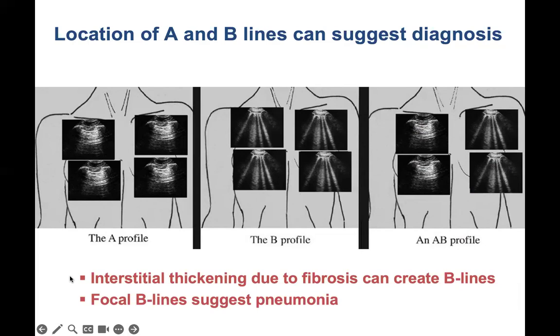Remember that interstitial thickening due to fibrosis can also create B lines. So people talk about B lines, pulmonary edema. Doesn't always mean pulmonary edema. So you could have a B profile due to interstitial thickening. And then focal B lines, like this AB profile over here, are going to suggest pneumonia.